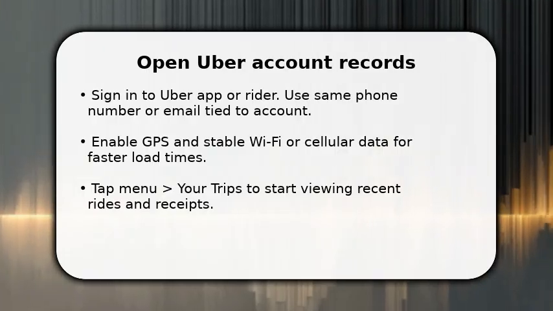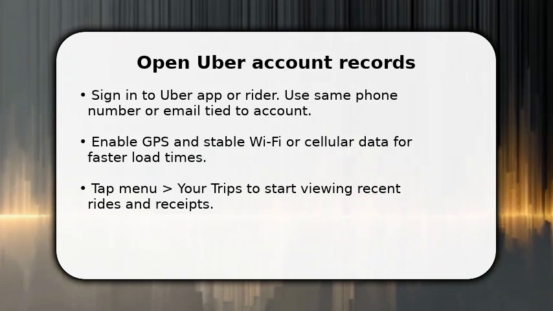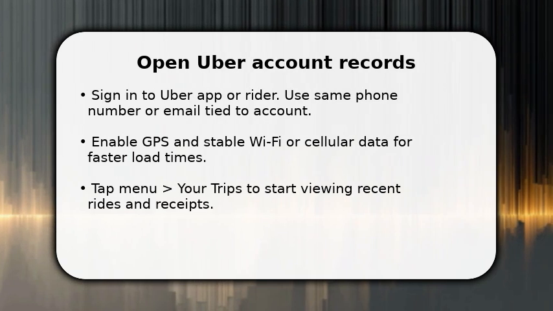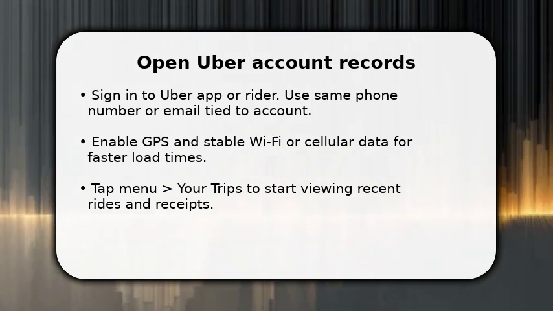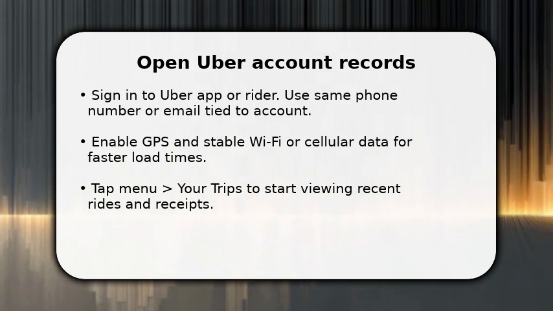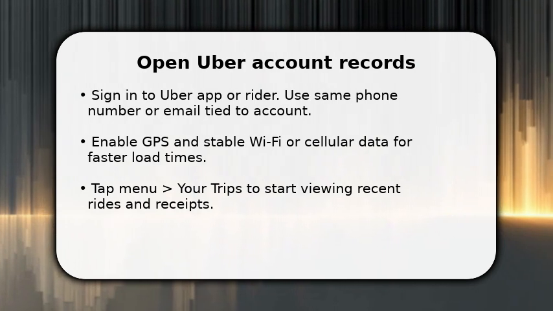You start by opening the Uber app and signing in with the account tied to your trips. Once signed in, make sure GPS and internet are active so maps and trip data load reliably. Next, tap the top left menu, then choose your trips. This immediately surfaces recent rides and basic trip summaries.